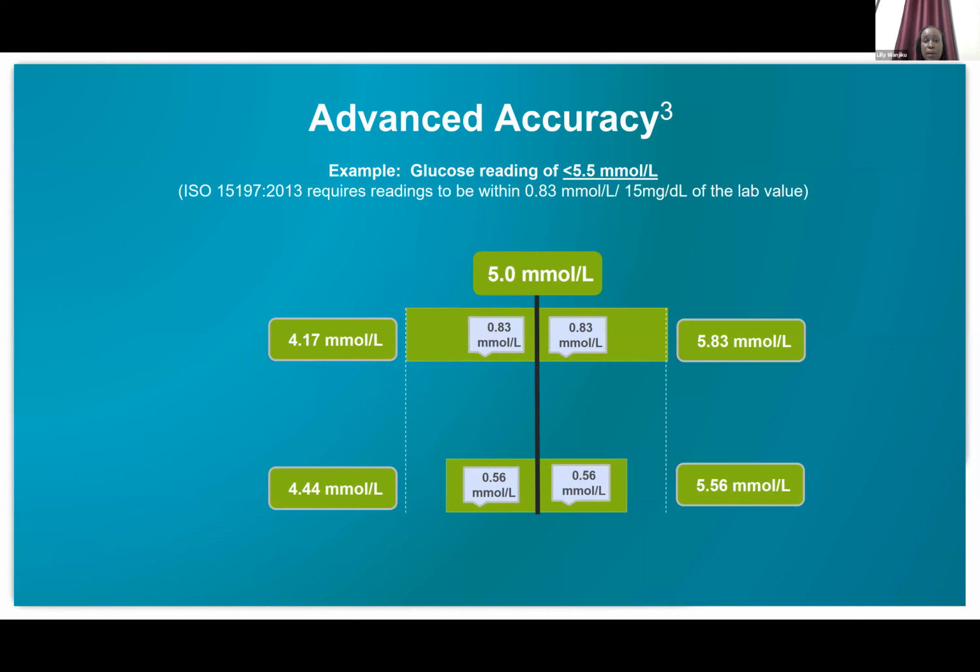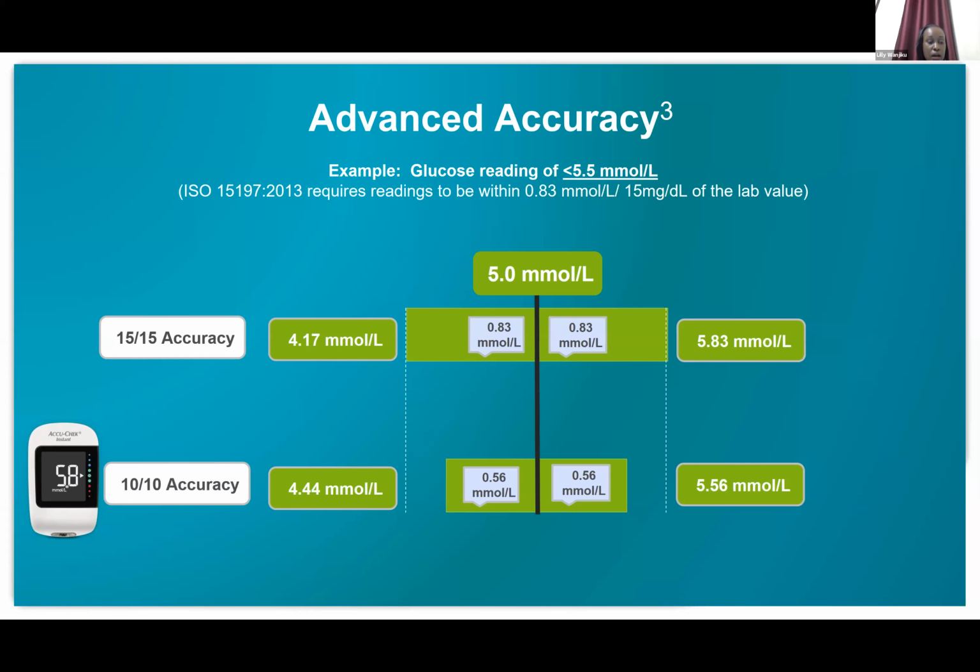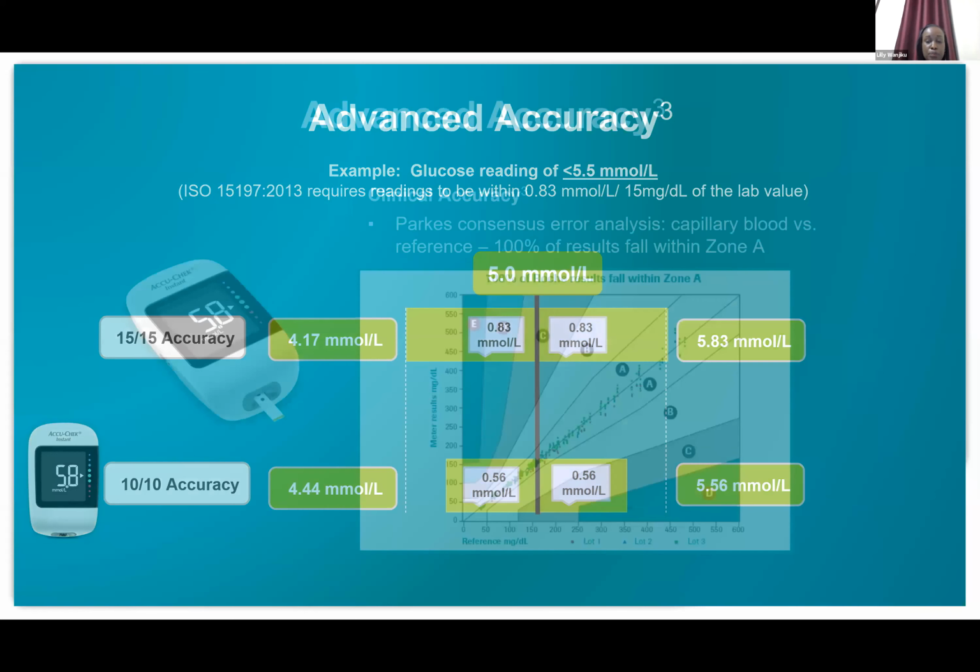So the same thing applies to any glucose level less than 5.5. It should fall within that range. And like I've mentioned, according to ISO, the range should be anything within 15%, but with the AccuCheck Instant Meter, it gives us a range of 10%, which is actually just a variance of 0.56 millimoles per liter, making it very, very accurate. So that's the AccuCheck Instant.